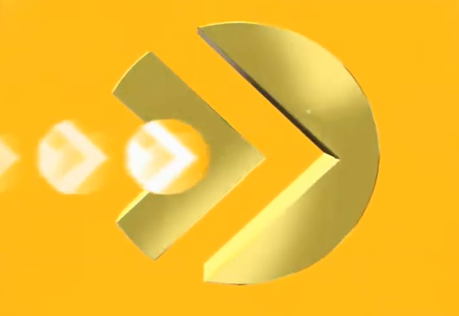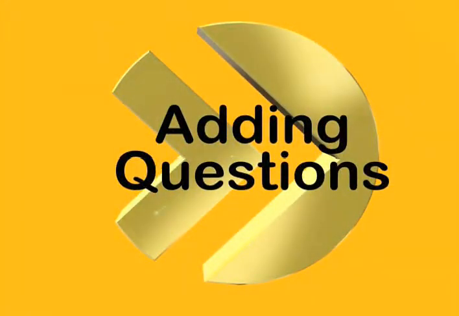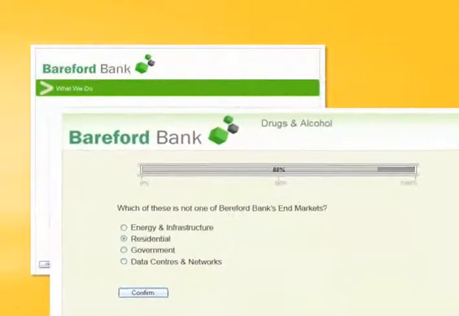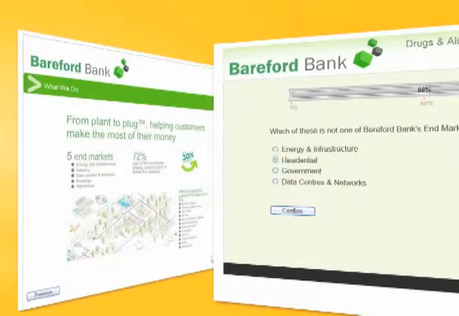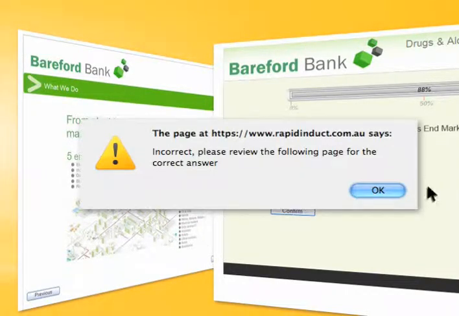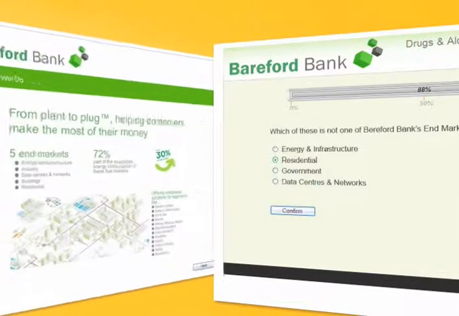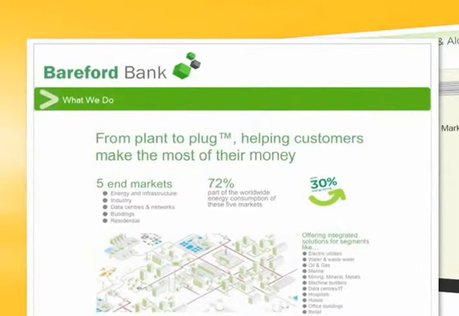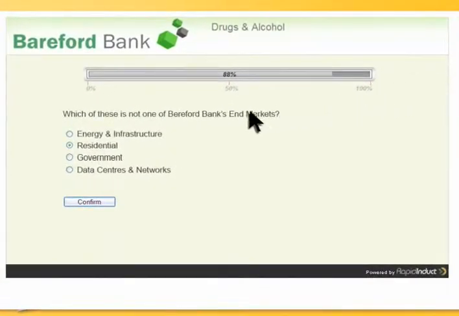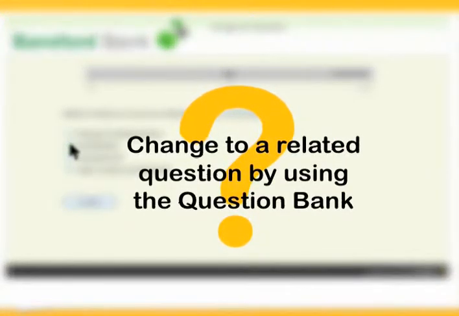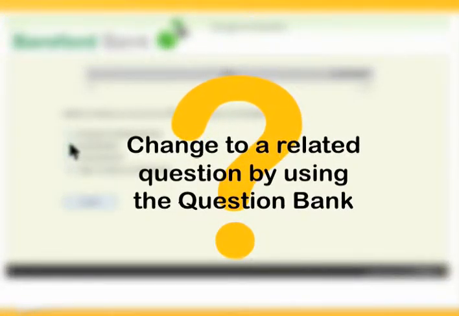Step 2. Adding the questions. You can add questions for each page. There are 4 types of questions that can be linked directly to the page: multiple choice, true, false, yes, no, and open text. If an inductee gets a question wrong, they are advised that the answer is incorrect and are immediately diverted back to the page with the relevant information. After reviewing the page again, they're taken straight back to the questionnaire to answer the question correctly. You can also change the question to a new related one by using the question bank option.